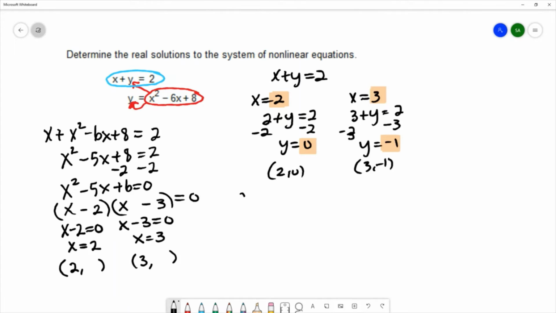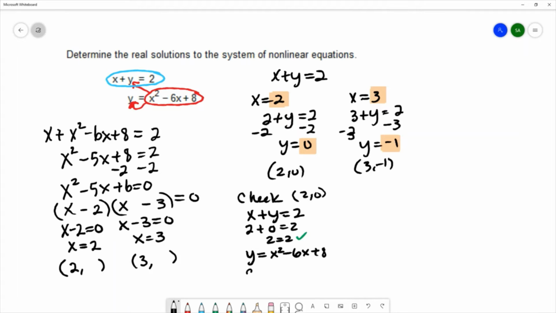Now you can always check to make sure that the solutions you came up with are actually solutions to the system, and you check by substituting them into each equation. So I'll check the ordered pair 2, 0. That is, the first equation is x plus y equals 2, and that would give 2 plus 0 equals 2, and that is true.